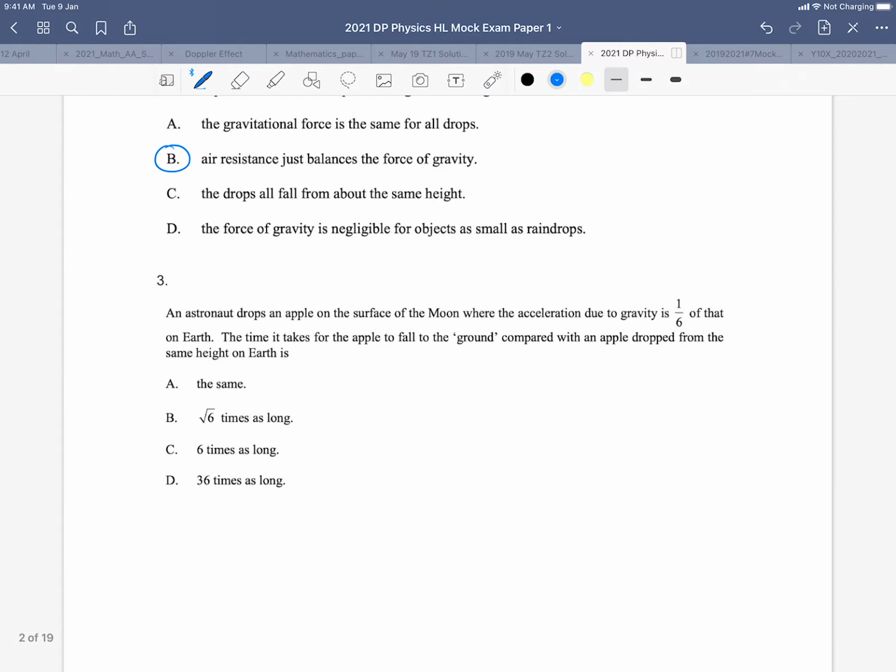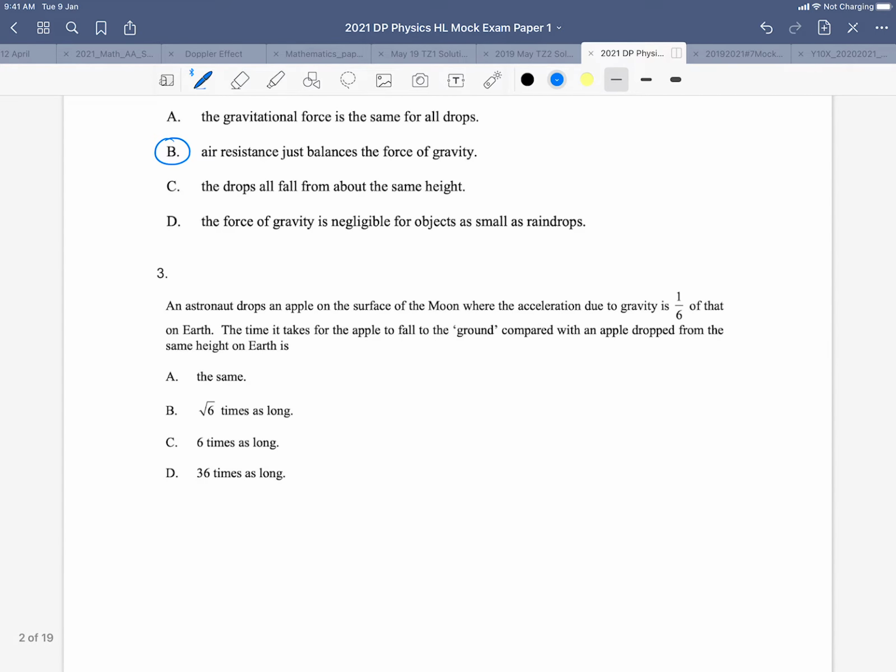Okay, an astronaut is dropping an apple where the acceleration due to gravity is 1/6. The time it takes for the apple to fall to the ground compared with an apple dropped from the same height on Earth is... Okay, so it sounds like a suvat. So let's just remind ourselves that we have this. Something is dropped from rest, then it changes its displacement in this way. And we can just rearrange this to see that time is directly proportional to 1 over root g.